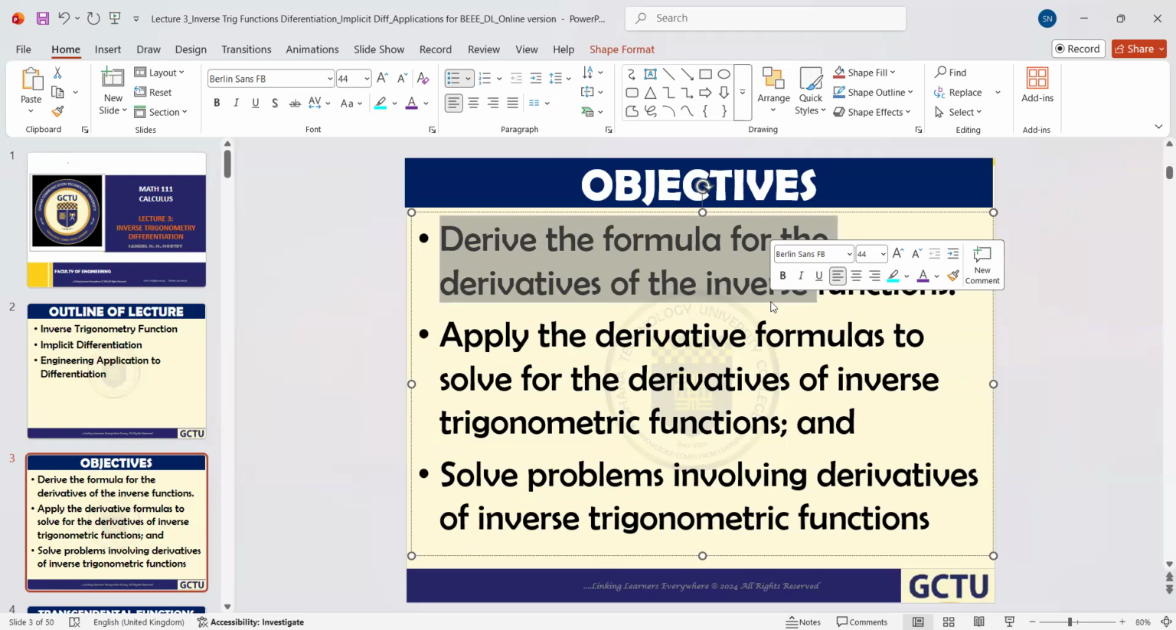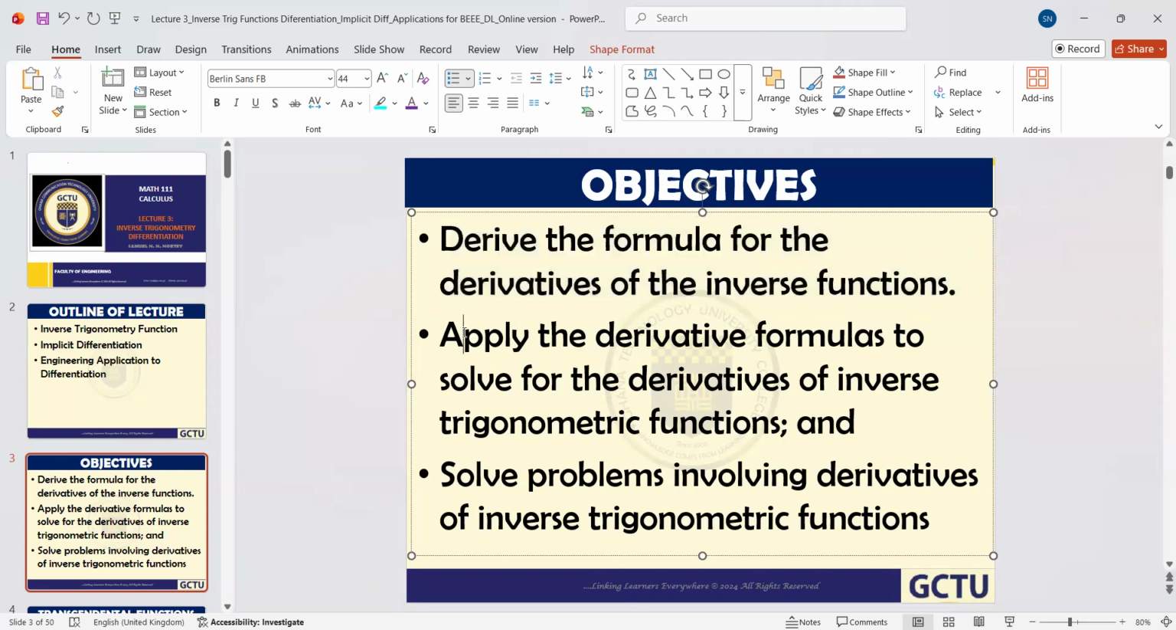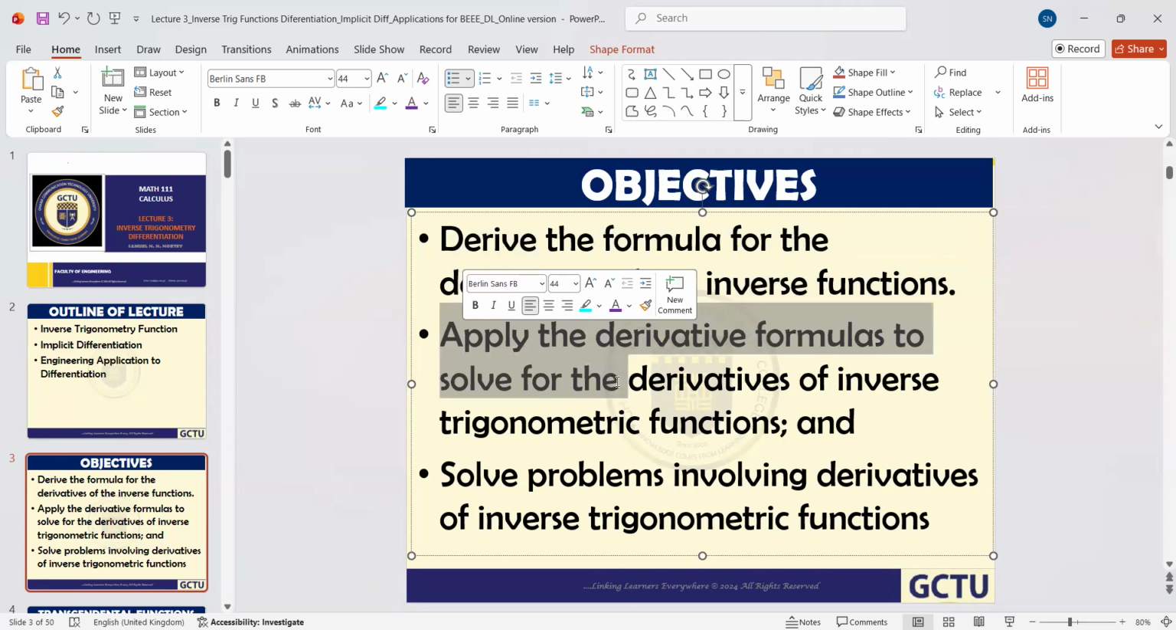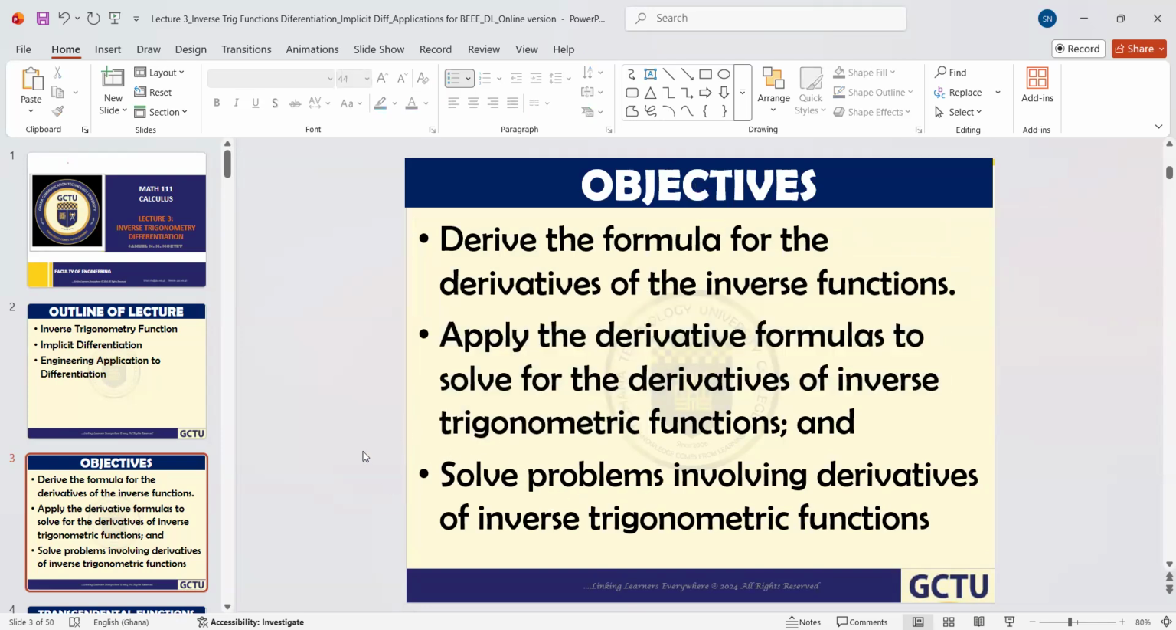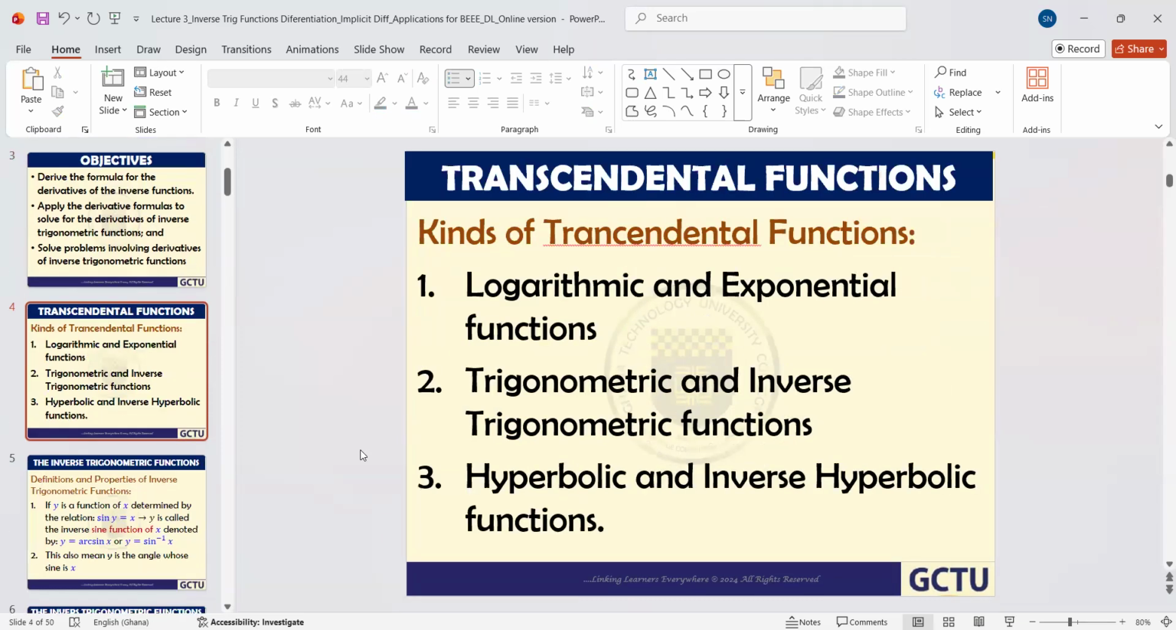If y depends on x and you make x the subject, then you are finding the inverse of a function. So we are going to derive these formulas. When we are able to do one, I'm sure the rest become easy. Then, how do we apply the formulas to solve the various inverse trig functions? Some problems involving derivatives will be involved in this as well. So let's see how to derive these formulas.